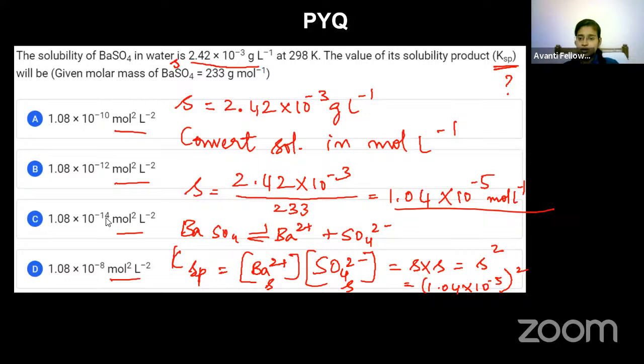It is 5 into 2, right? 10 power minus 5 into 2. So it is option A. 1.08 into 10 to the power minus 10 mole square per liter square is the answer. All right. Do you have any doubt? If you want to convert gram to mole, just divide by the molar mass. That will give you the answer in terms of mole per liter. Shall we go for the next question, students?